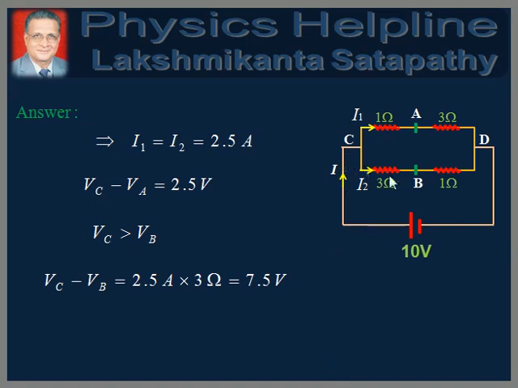Similarly, current flows from C to B. This current is I2. Therefore, C is at a higher potential than B. Therefore, Vc minus Vb, the potential difference across C and B, is equal to current flowing along CB multiplied by the resistance between C and B. Now current along CB is equal to 2.5 amperes and the resistance between C and B is equal to 3 ohms. Multiplying, we get Vc minus Vb is equal to 7.5 volts.